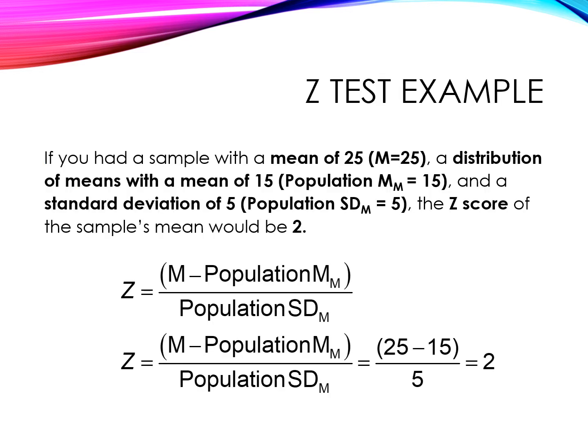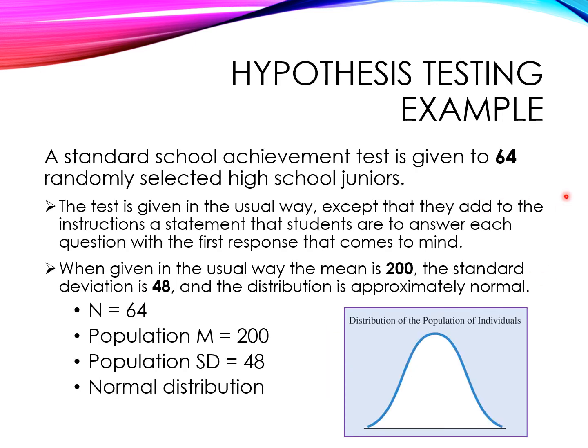So if you had a sample mean of 25, M equals 25, a distribution of means with a mean of 15, so population M sub M is 15, and a standard deviation of 5, population SD sub M of 5, the z-score, you fill it all in: 25 minus 15 is 10, over 5 equals 2. So your z-score here would be 2. That was just an example of how to calculate a z-score with means. It's very similar to those z-scores with scores.